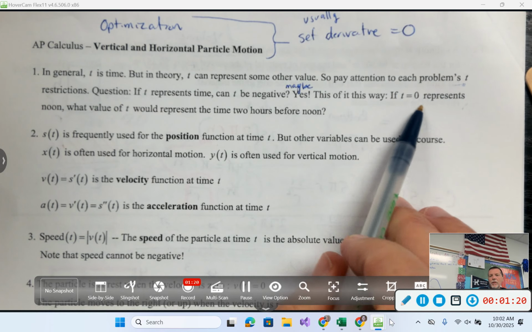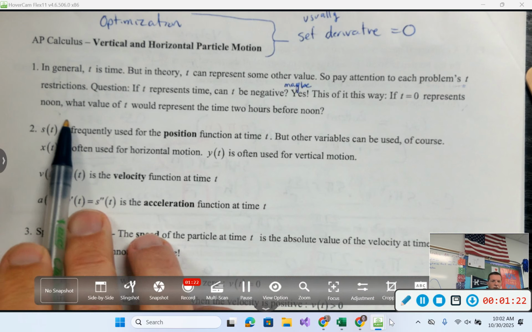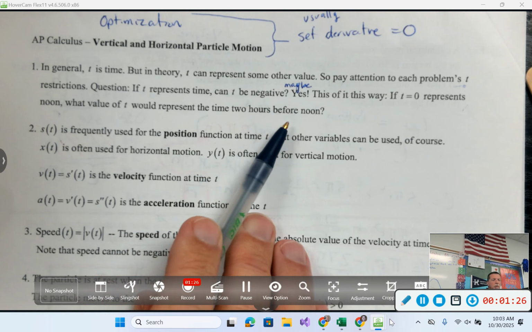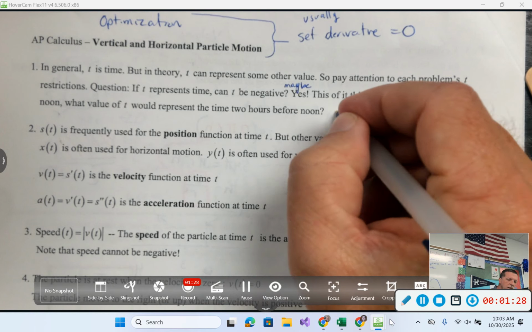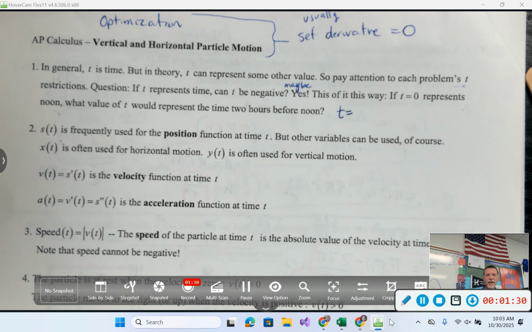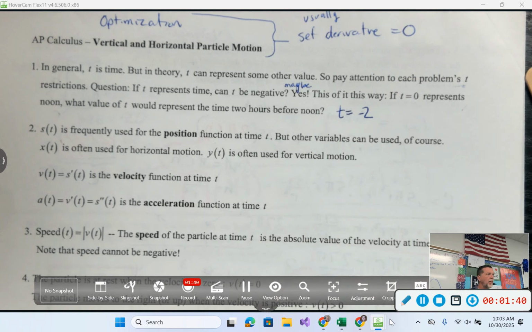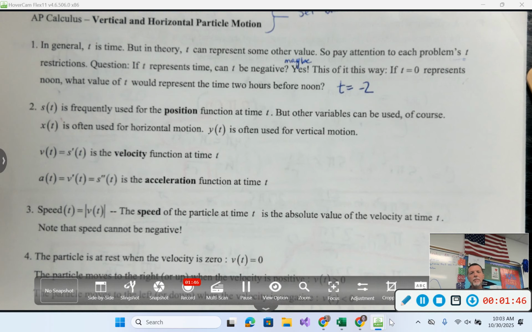But it can happen. If t equals 0 represents noon, what value of t would represent the time 2 hours before noon? So what would t be at 10 a.m. if t equals 0 is at noon? -2. You're going back in time. You can't physically go back in time, but 2 hours before now was t equals -2.